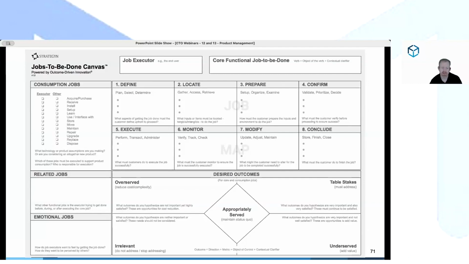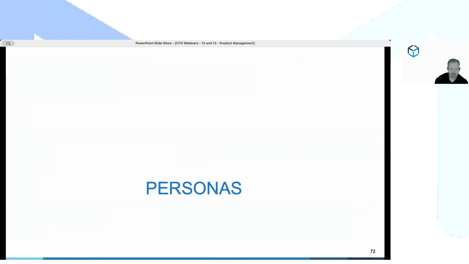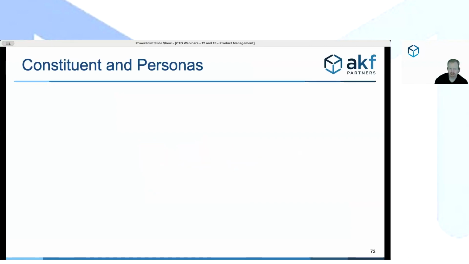This was designed for someone serving lots of industries, trying to teach it to a lot of folks. So it's a simple framework to make sure you don't miss anything, and to have a consistent way of communicating the jobs to be done. All right, so that's jobs to be done. Personas are really the person that's buying something.